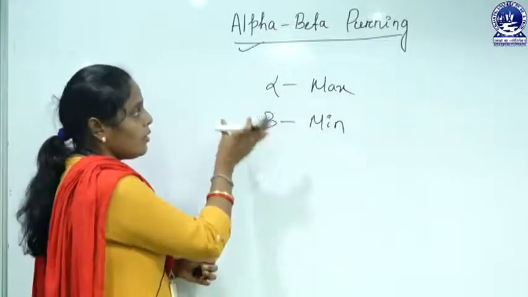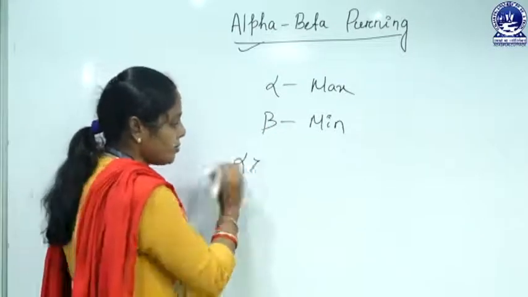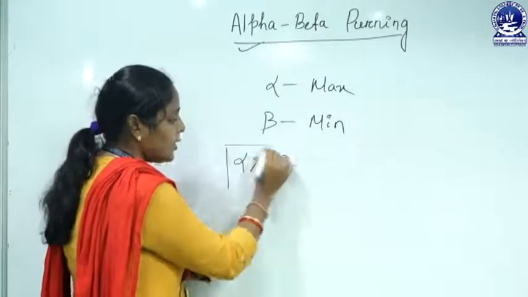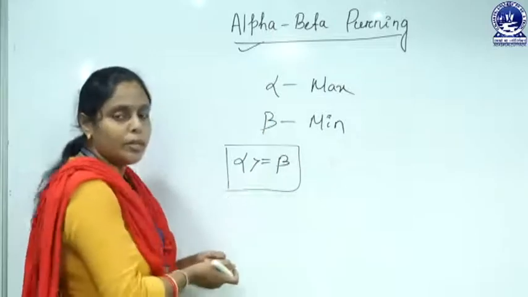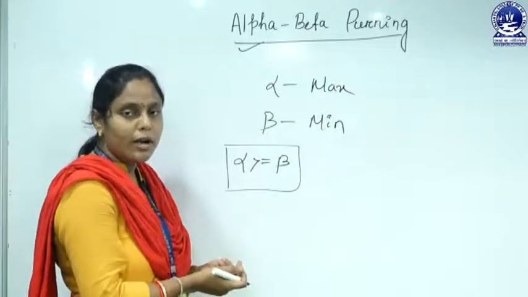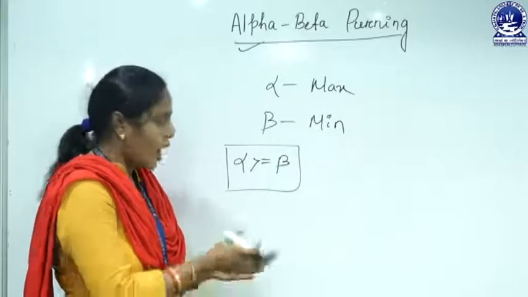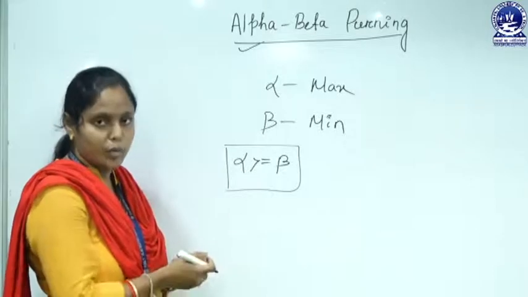In the alpha beta pruning algorithm, one condition is that alpha is greater than or equal to beta. When this condition is satisfied, then our algorithm prunes the subtree, or eliminates the subtree or the nodes. How this condition works, I will explain in our example.